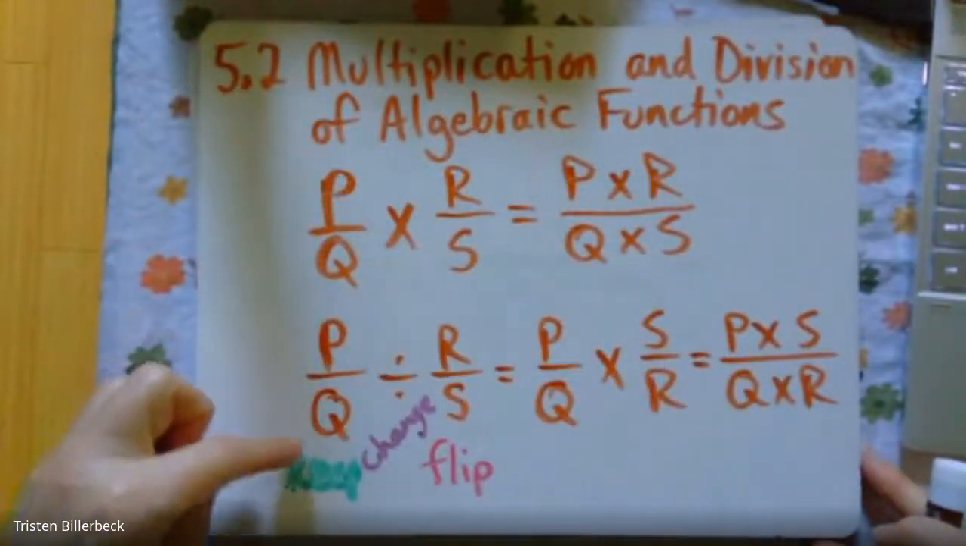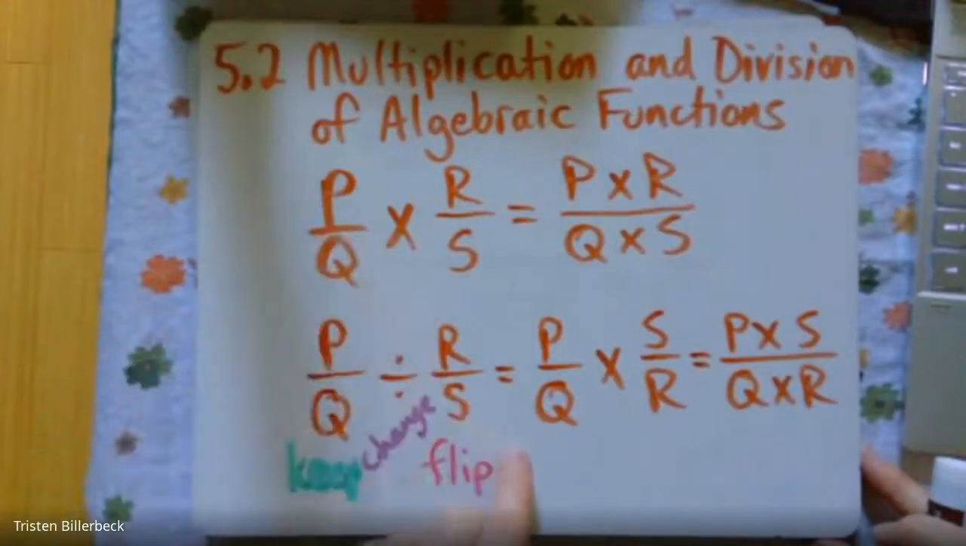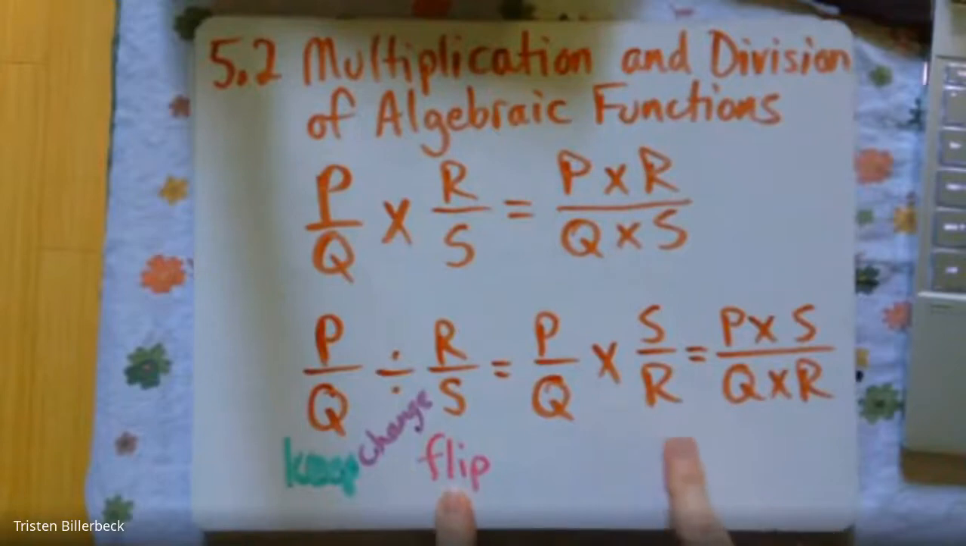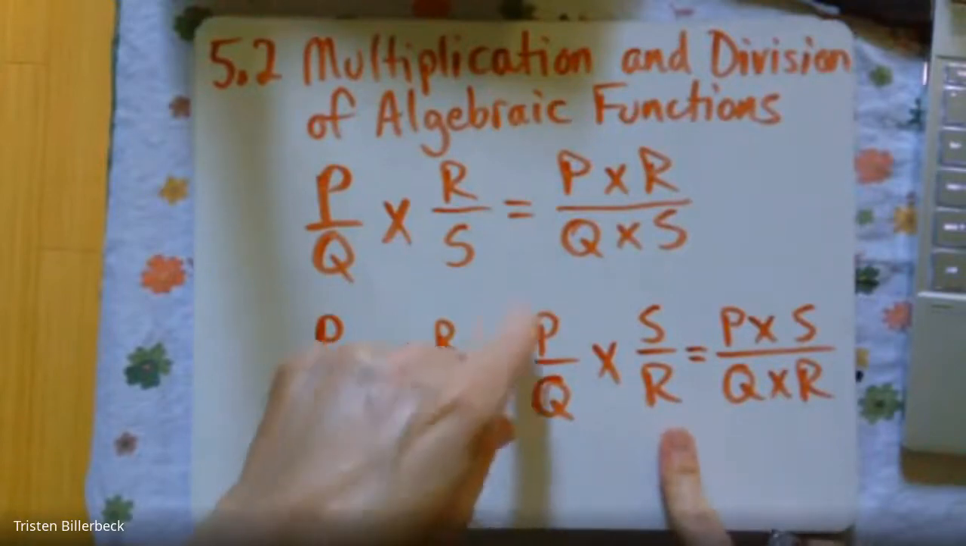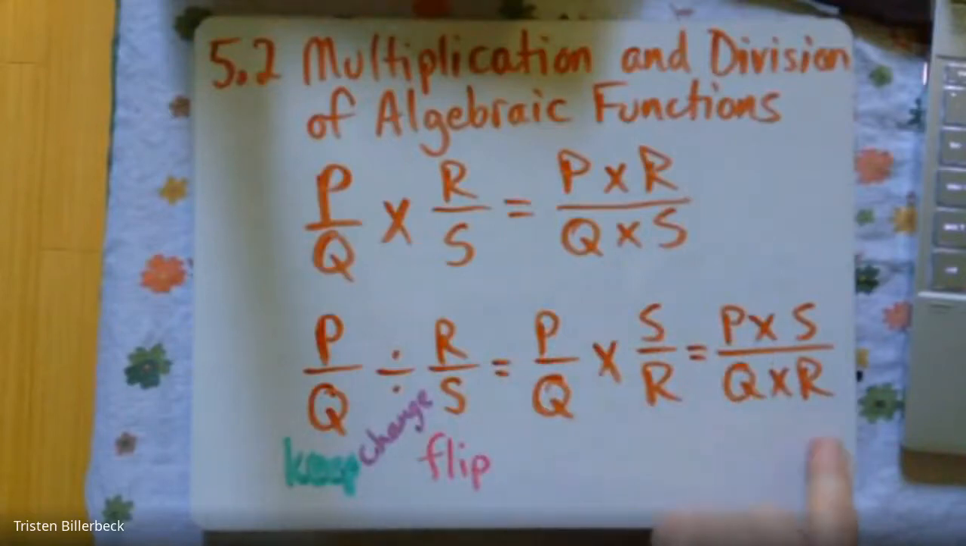Now, if I'm doing division, P over Q divided by R over S, that equals P over Q times S over R, because I change the sign to a multiplication, and I flip this over. So now I multiply across, P times S and Q times R.